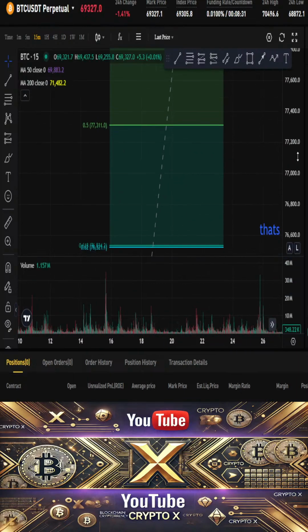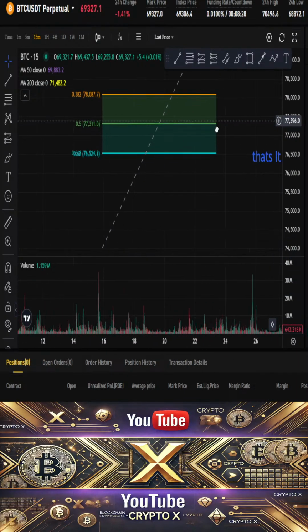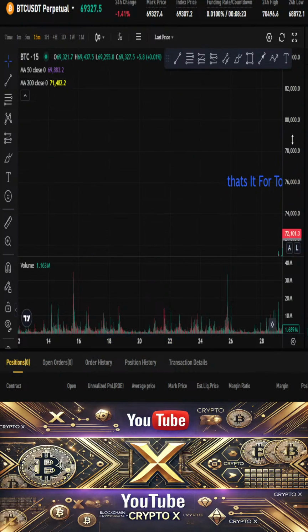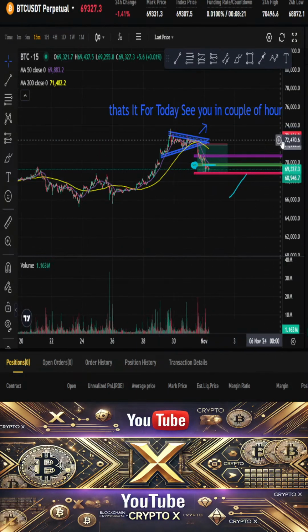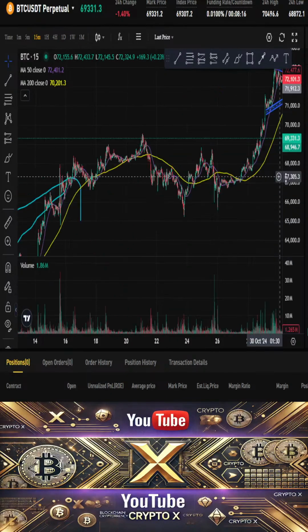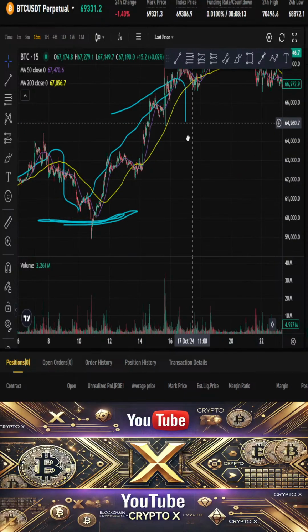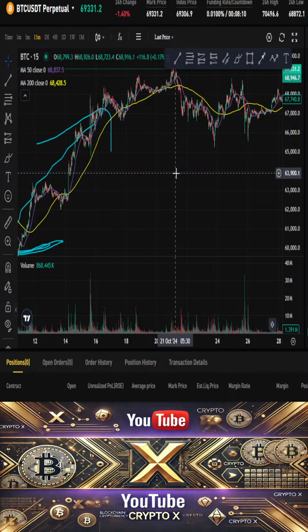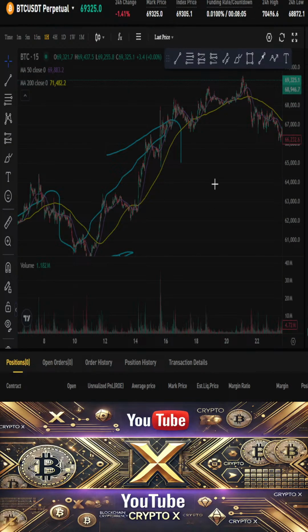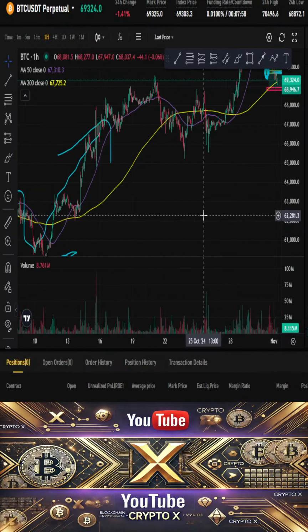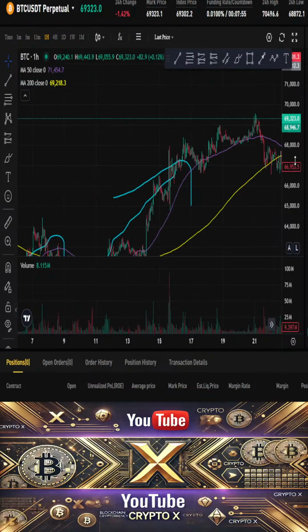So what does this mean? Firstly, I will let you know how to plot Fibonacci. We will go step by step. Firstly, you have to see a trend. Here it's going upside, here it's resistance. We have to go 1 hour or 4 hour for BTC, ETH, and other coins because in a 1 hour candle you can see a proper movement here.